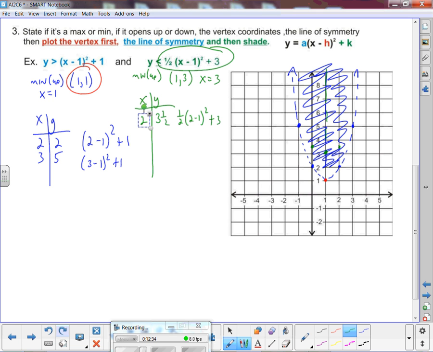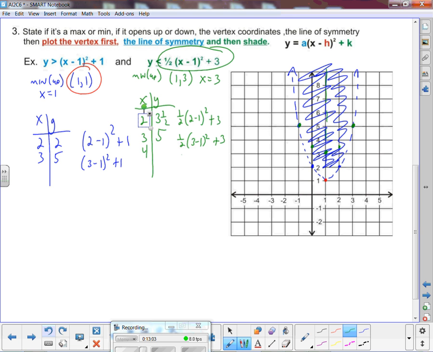Okay, let's go to 3. So again, half, 3 minus 1 quantity squared plus 3. 3 minus 1, I'm looking right here, right, is 2. 2 squared is 4. 4 times a half is 2. 2 plus 3 is 5, right? So I'm at 3, 5, right there. Other side of the line of symmetry, right there. Okay, and let's do another point.